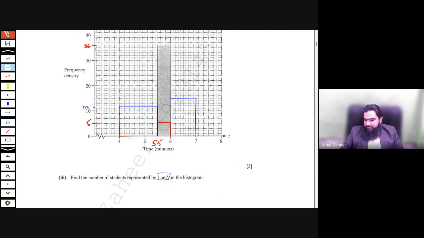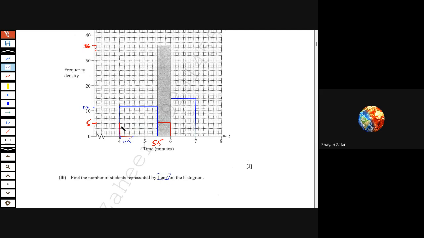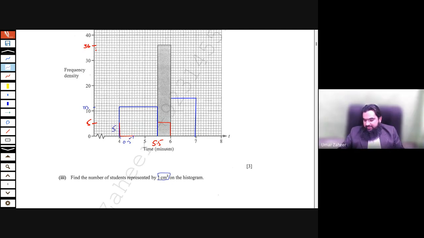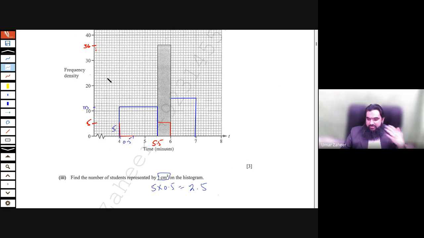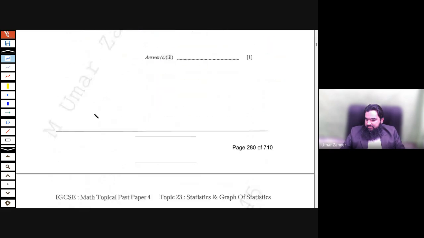So look at here, the distance from here to here is 0.5. The height is 5. You have to find the number of students. So 5 multiplied by 0.5, it will be 2.5. Clear? But obviously you have to use a scale. But I'm just taking that 1 centimeter is equal to 5 blocks. One, two, three, four, 5. I just take this one as equal to 1 centimeter. Clear?